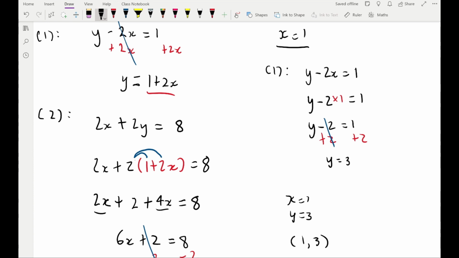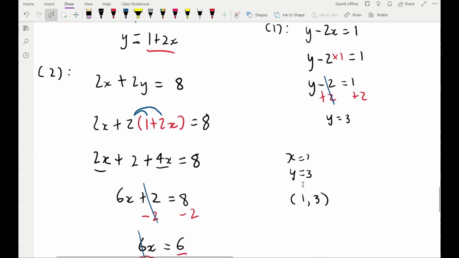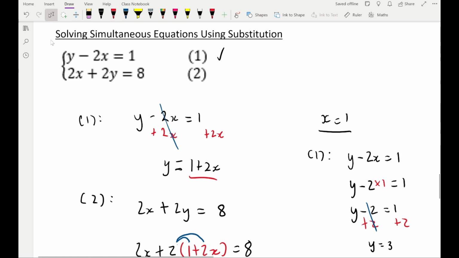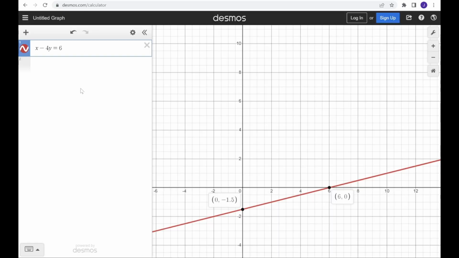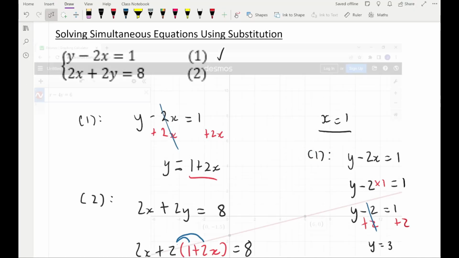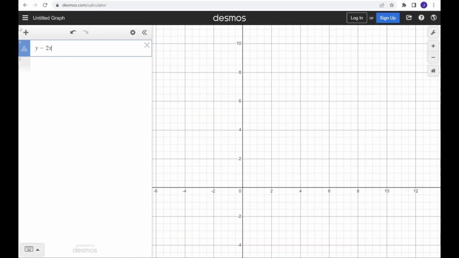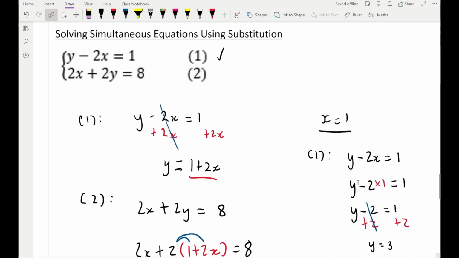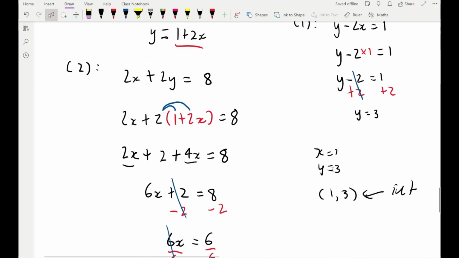Okay, so now that we know 1, 3 is our intersection, we should probably double check that this is right. And the best way to do that is on something like Desmos, mainly because you can't graph this one on your calculator, given that the bottom one doesn't start with y equals something. So let's have a look. Our two equations are y take 2x equals 1. And our next equation is 2x plus 2y equals 8. And if we look at where they're intersecting, you just click on that there, 1, 3 should match what we said for the intersection point, which is wonderful news for us.